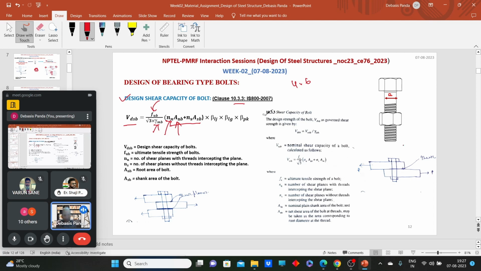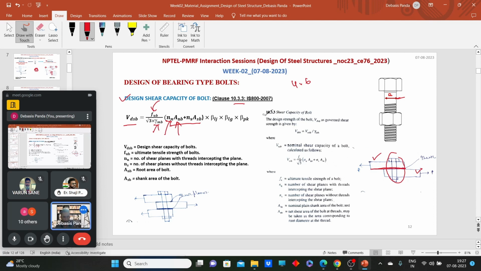Now I will explain this phenomenon. For example, let's consider these two plates. We need to lap them and join them through a bolt. So say I have put this bolt in here. How many shear planes are there? Quickly tell me, how many shear planes are there here? There is one shear plane, right?